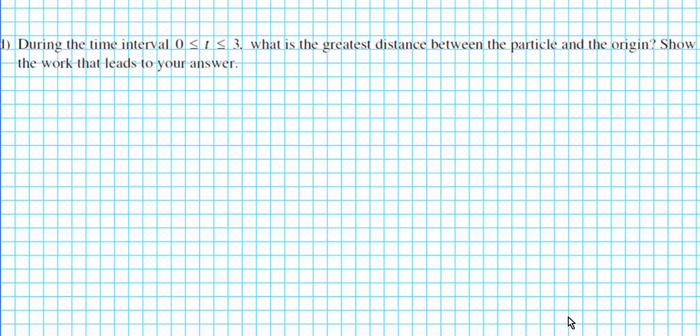All right, let's take a look at part D. It says during the time interval from 0 less than or equal to t less than or equal to 3, what is the greatest distance between the particle and the origin? Show the work that leads to your answer.